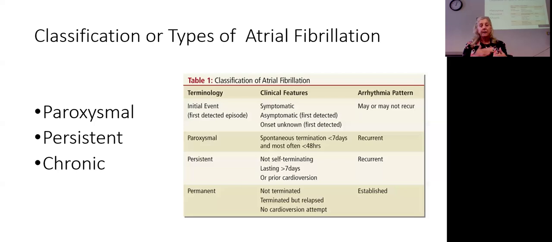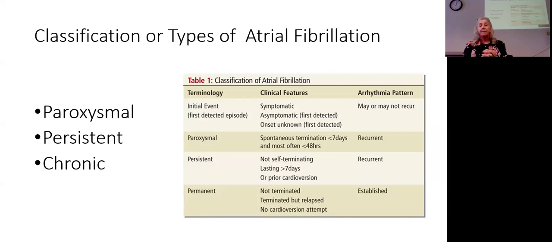Then it can develop into more persistent, where it doesn't just stop. It lasts greater than 7 days. Or you may have had a cardioversion, which is something that can shock you out of it, and then it comes back. Once it comes back after a cardioversion, or you take medicines for it, they take it away and it comes back, then they classify it as more persistent atrial fibrillation.